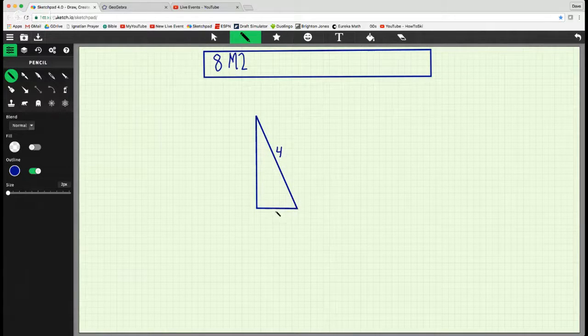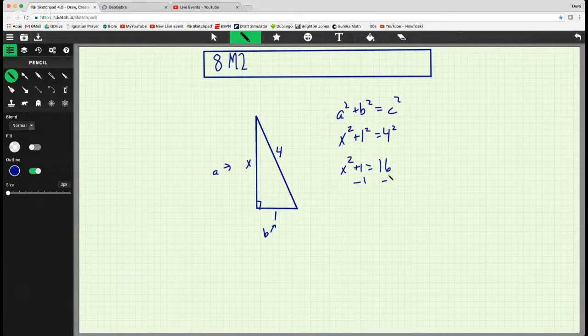So let's say this side is 4, that's 1, and this side is x, and this is our right angle. So we know that a squared plus b squared equals c squared. We'll call this a, we'll call this b. So x squared plus 1 squared equals 4 squared. So x squared plus 1 equals 16. Subtract 1, subtract 1. x squared equals 15. And so now the question is, x times x equals 15.